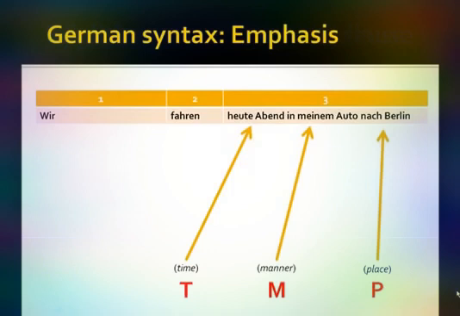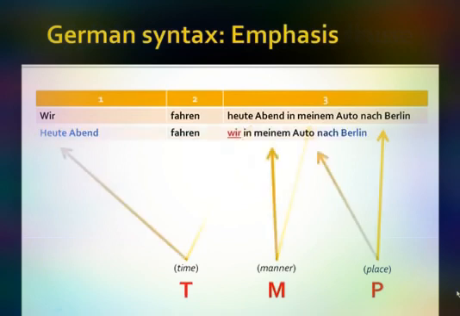But what if I want to emphasize something totally different? Heute Abend fahren wir in meinem Auto nach Berlin. Now, I can do this in German. German allows me to say, well, it's not the fact that we are traveling to Berlin that's most important, but the fact that heute Abend, this evening, is the most important. Not tomorrow evening, not yesterday evening, this evening. You need to get there on time. So this evening is most important. I can take that at the beginning of the sentence.